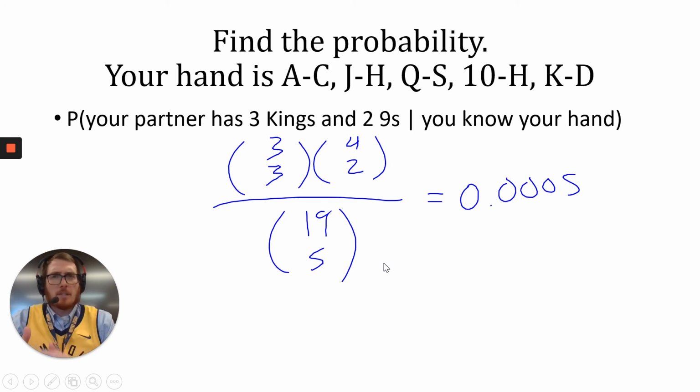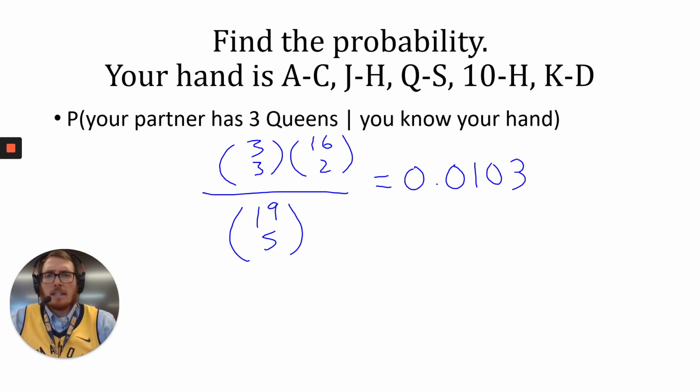Okay, the setup is this idea though. It's the same setup as the previous lesson that we did. It's just now it's out of 19 instead of out of 24. The next one says 3 queens, given that you know your hand, so the denominator is 19 choose 5. I have one of the 4 queens, so there's only 3 left.